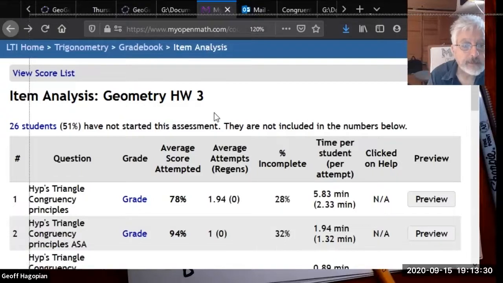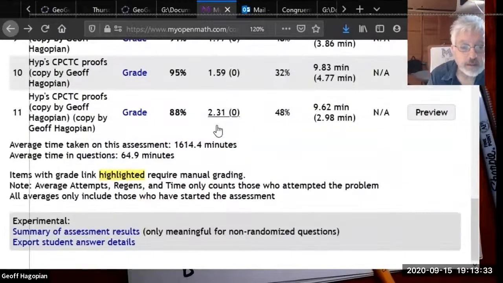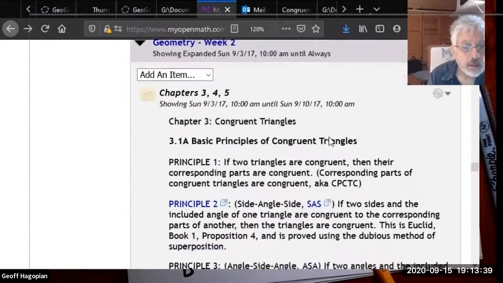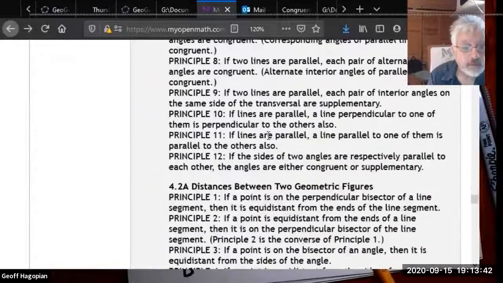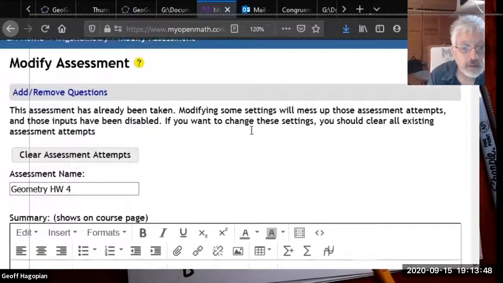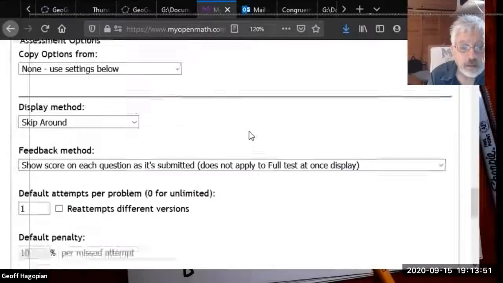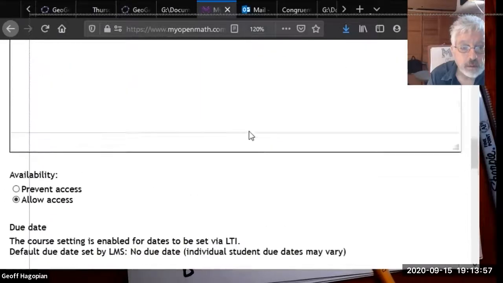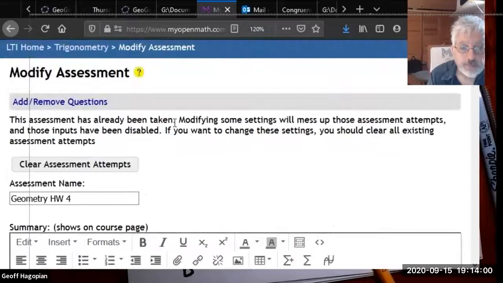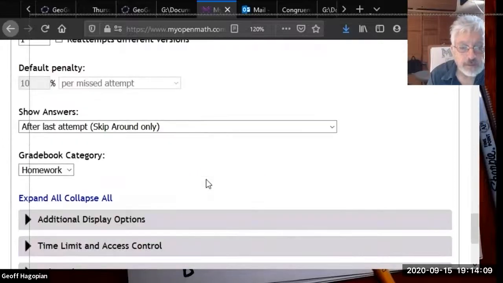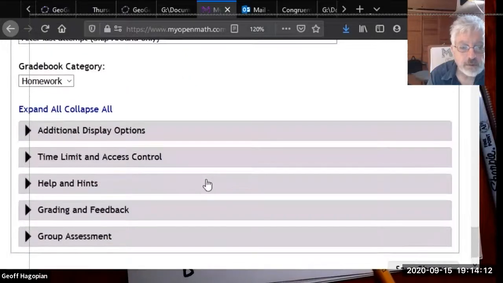Okay. I don't want to be there. I want to be here. And this is homework 4, which is here. And the settings are here. And do we get a due date here? I don't know why this is so difficult. Yes, you're not able to edit it here. You're not able to edit it there. So let's skip around, show answers.